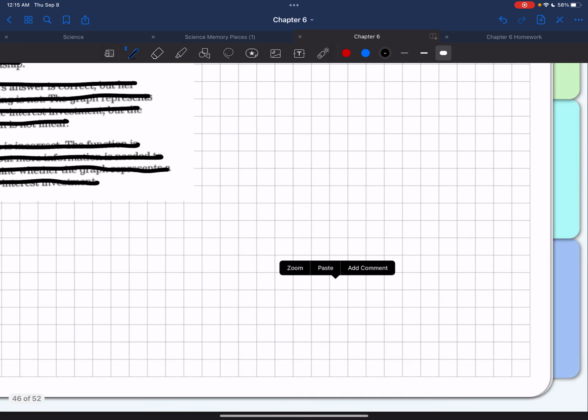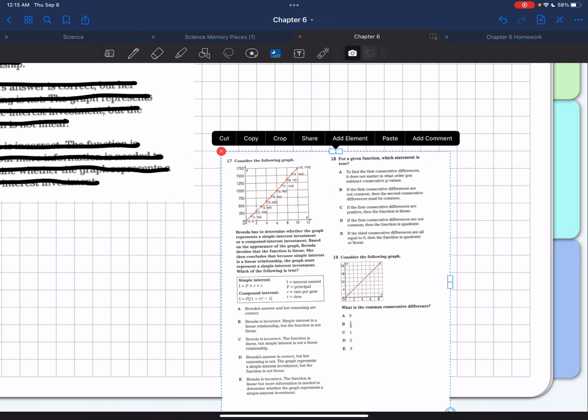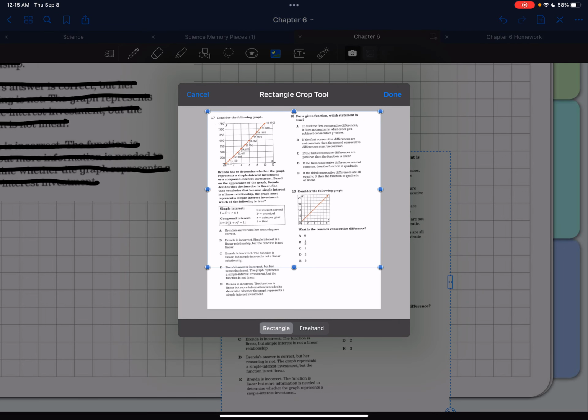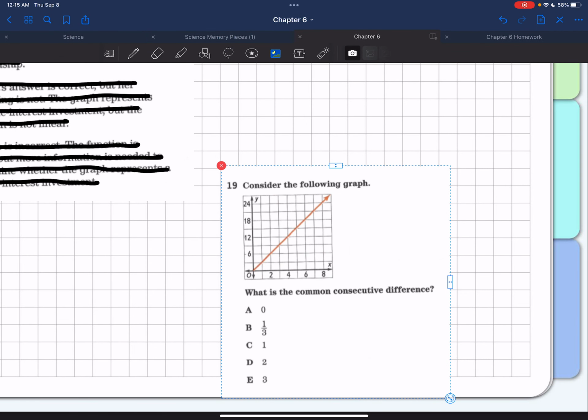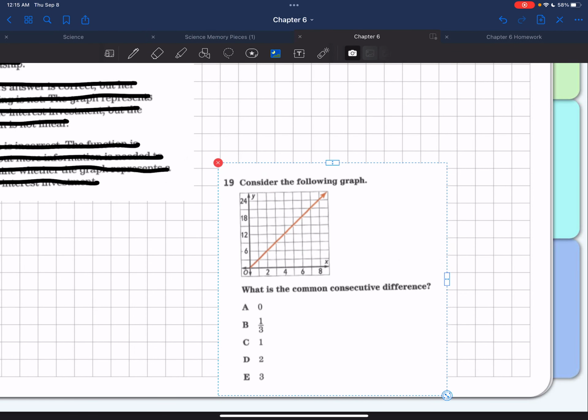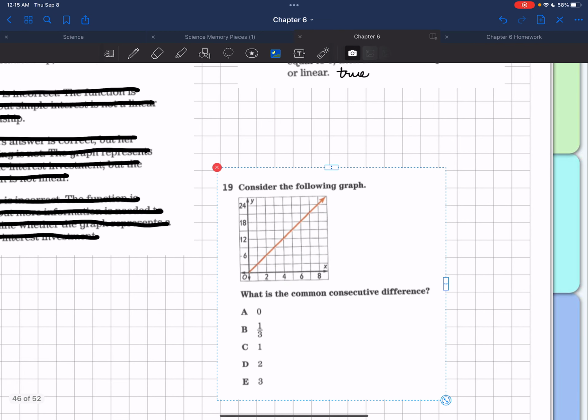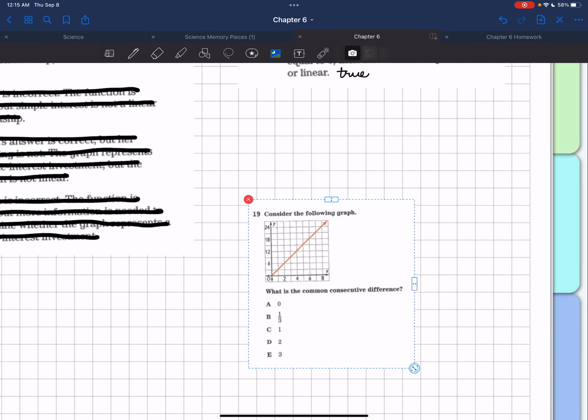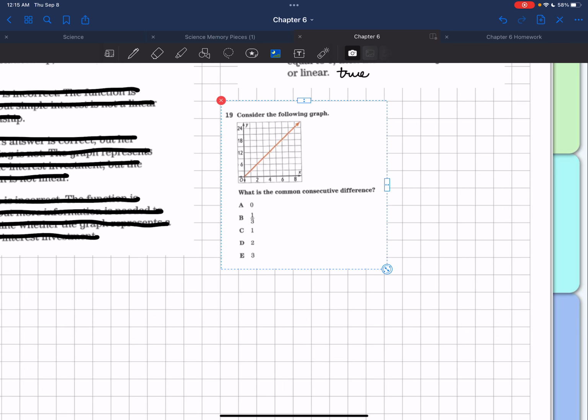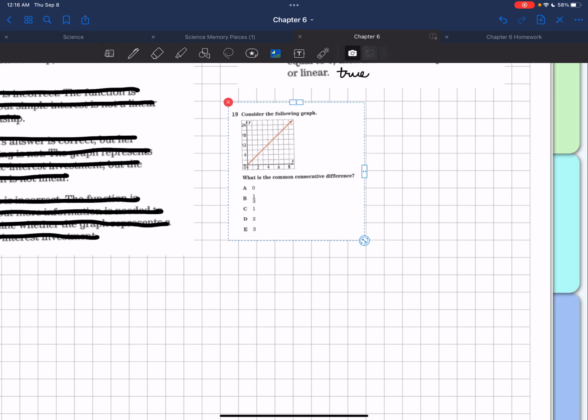And then let me see if I can fit number 19 in here. I'm not sure until I read it what we'll have to do. We got to do common consecutive differences, but it is linear, so I think we can fit it in right here. I'm going to put the problem right up here and build my table down below it. Consider the following graph. What is the common consecutive difference? So let's set up one more table.